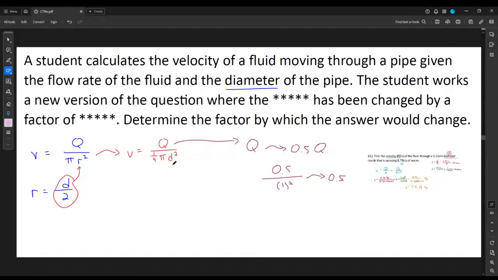Okay, then the diameter is going to be the one that's a bit more interesting. Let's say that we have some diameter, and then it gets adjusted by some factor. Then think about how this is going to change and what's held constant, what was constant the whole time, and then how that's going to affect the answer. So in this case, the flow rate is unchanged. So the ratio of the new flow rate to the old flow rate is 1.